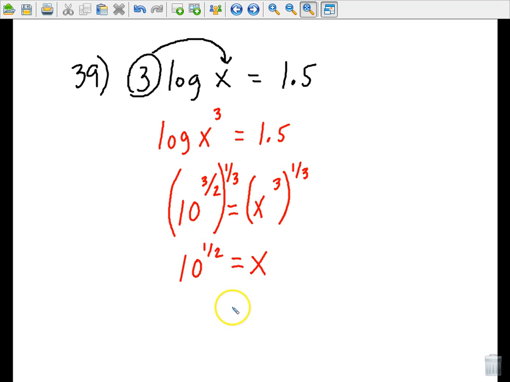And what's the radical form of 10 to the 1/2? Square root of 10. So grab your calculator and let's find the decimal equivalent rounded to 4 decimal places for the square root of 10. So let's see, who's got it? Okay, go ahead. You got it? Okay, so rounded to 4 decimal places would be 3.1623.